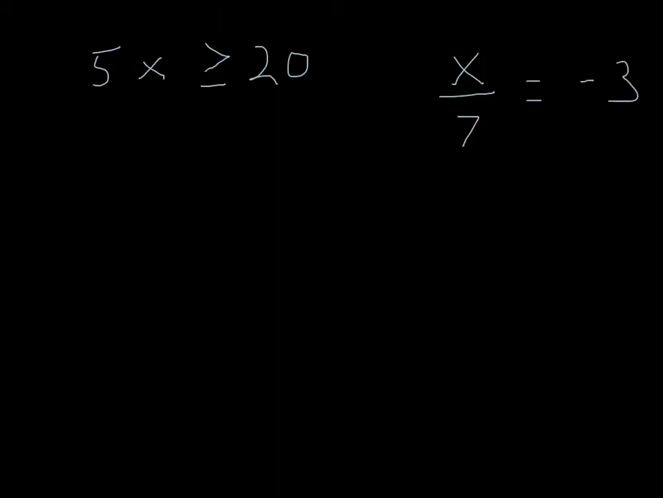Here's some multiplication for you. 5 times x is greater than or equal to 20. So if x is being multiplied by 5, we will divide both sides by 5. 20 divided by 5 is 4, and 5 divided by 5 cancels, so x is greater than or equal to 4.